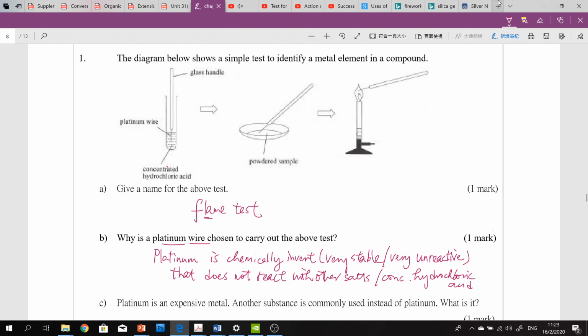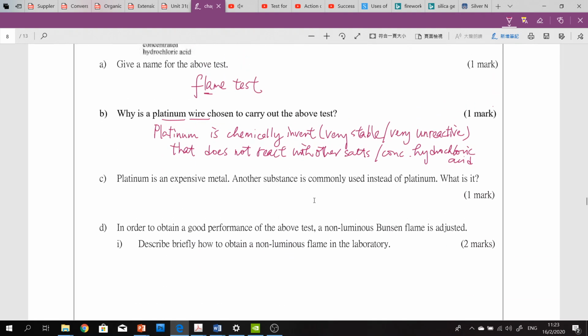However, you may know that platinum is rather expensive, so you are going to have some alternatives, some other replacement substance which can be used instead of platinum. What is that? We will use nichrome wire. How will you spell it? N-I-C-H-R-O-M-E. So what is nichrome actually? Nichrome we will call a type of alloy, a mixture of metals, which is made up of nickel.